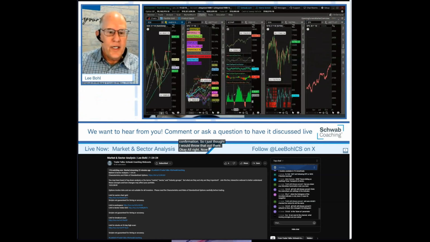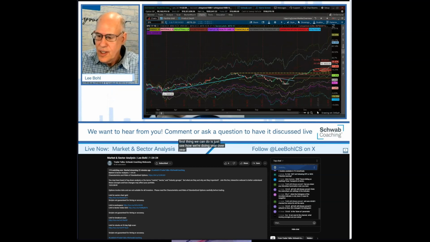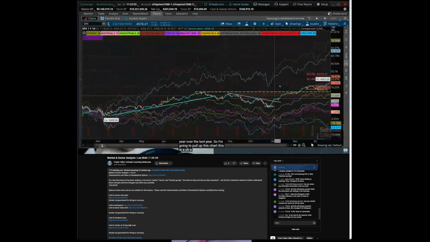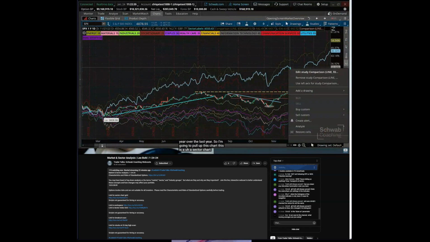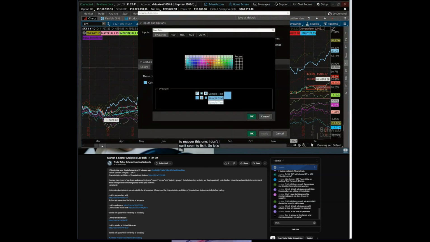Now, let us go ahead and take a look at sector action today. The first thing we can do is just see how we're doing year over year over the last year. So I'm going to pull up this chart. This is a sector chart, and this is wrong colored. I got to recolor this one. I can't seem to fix it so it sticks. I want it to match the. There we go.